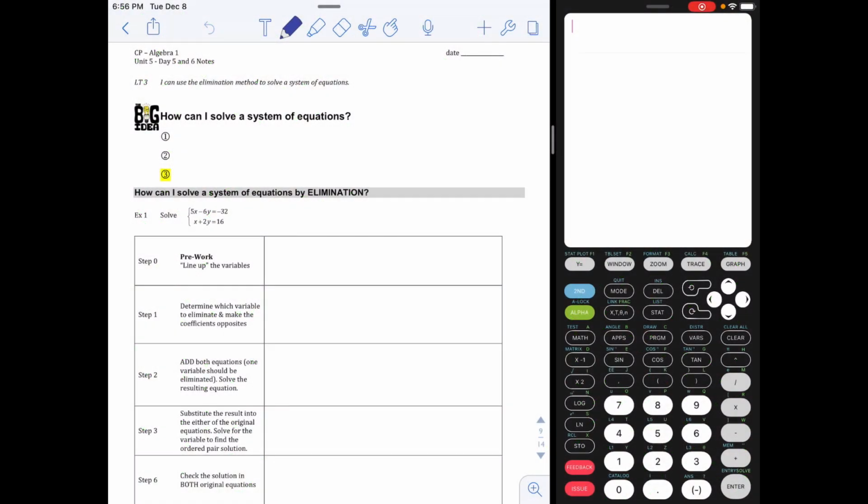Okay, so we have been learning how to solve these systems of equations. We're going to learn the last one today, which it says in our learning target, pretty much using elimination. So let's do a little bit of review. First method was graphing. Second method was substitution. And today's method is called elimination.